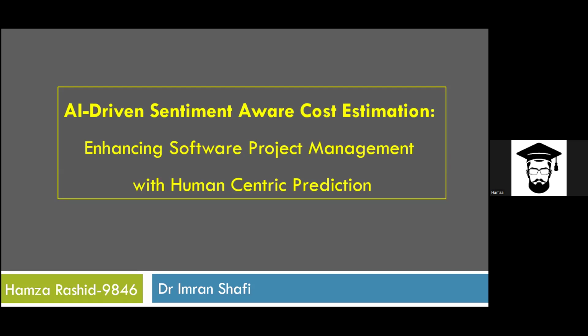It is about the cost estimation of software development, which I did in the MS, using a framework known as COCOMO, Constructive Cost Model. It is a logarithmic model. The input was taken from that model and transferred into neural networks to optimize the output. In the current research, I am proposing an AI-driven sentiment-aware cost estimation, which would enhance software project management with human-centric prediction. And again, this is the title of my research also. I will explain it in the coming slides.